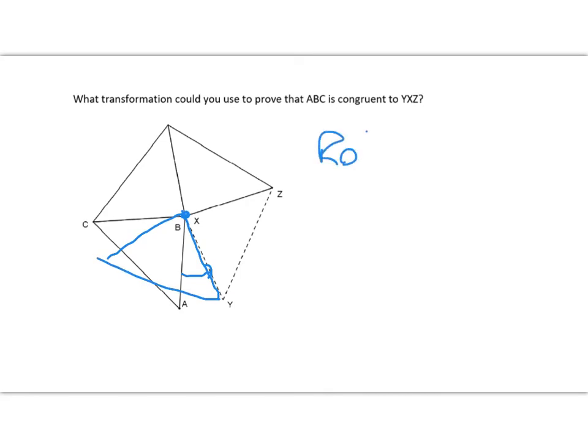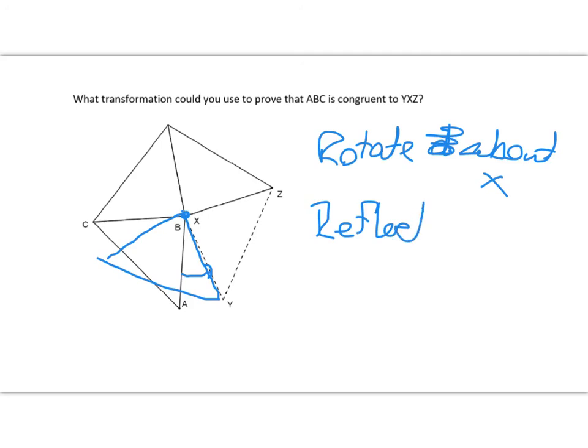So rotate about, oops. And then I could reflect it over XY. So then I could take my figure and reflect this over here and get my original figure. Okay, we're done.